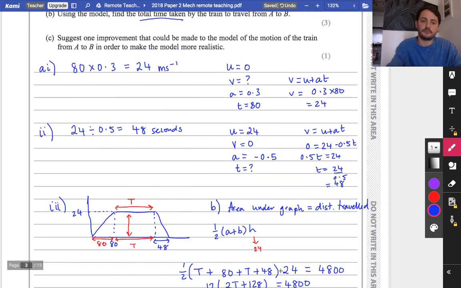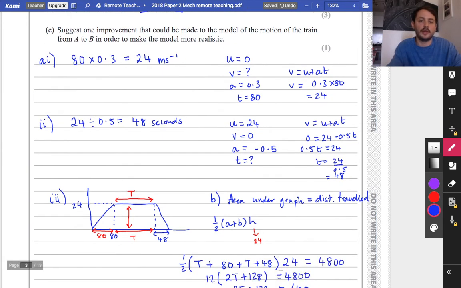Okay, let's have a look at part C. Suggest one improvement that could be made to the model of the motion of the train from A to B in order to make the model more realistic. Well, you may have seen this if you've looked at any of my other lessons before on these speed time graphs. The thing that is unrealistic is that you cannot go from a constant acceleration to a constant velocity instantly like that. There would usually be a smooth kind of changeover. There'd probably be a smooth bit at the beginning and a smooth bit over here.